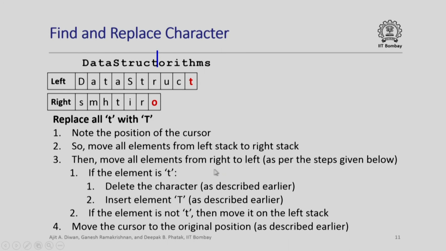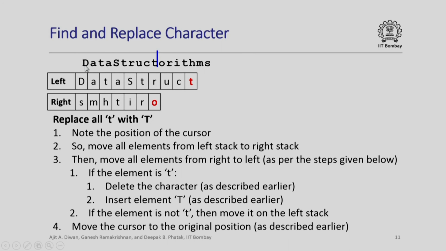What are the steps? If the element is a small t, delete that character and insert the element capital T. So, notice that I have replaced one t with a capital T. I keep doing this. If the element is not a small t, I simply move it to the left stack. At the end of this entire process, I move the cursor to the original position which was noted earlier.